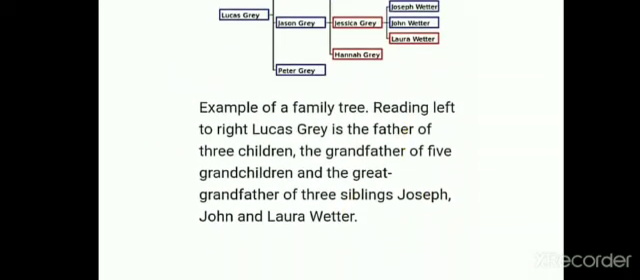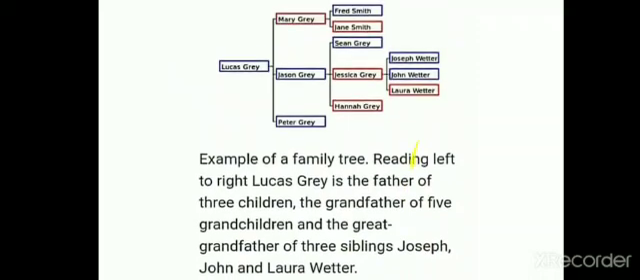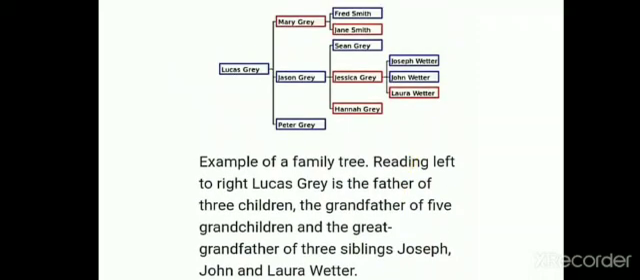Here you can see an example of a family tree. See here, this family tree is read from left to right. Left to right. See here, Lucas Gray is the father. The children of Lucas Gray are Mary Gray, Jason Gray, and Peter Gray.